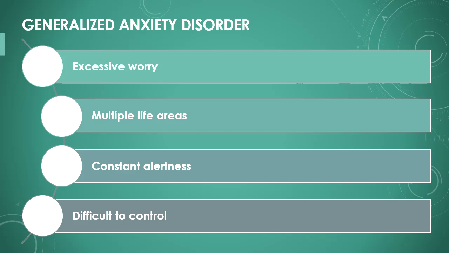A generalized anxiety disorder is characterized by excessive worry that relates to many different areas of life. Those affected often fear everyday things such as work or school. These worries can become very burdensome and keep the person in a constant state of alertness. Often the fear is so strong that it is difficult to control.